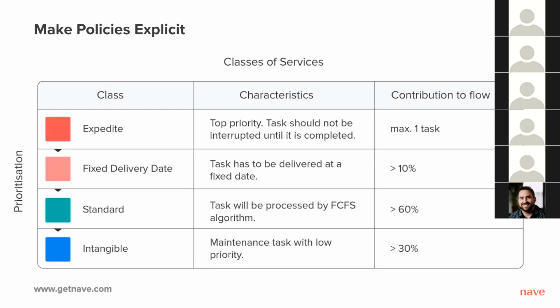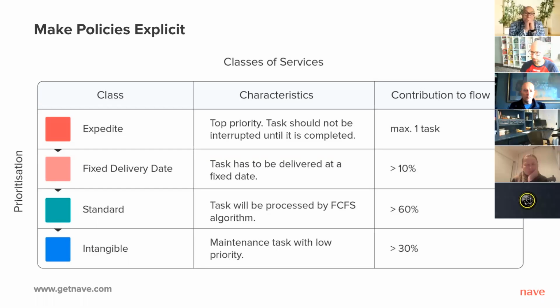An example class of service policy would be that fixed delivery date can make up no more than 10% of the work in progress. Standard class of service would represent features and improvements. The bulk of your work items should be in this class of service, and a policy would be that they should be processed by the first come, first serve algorithm.